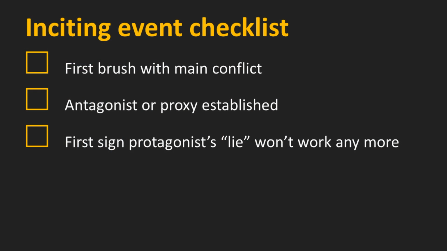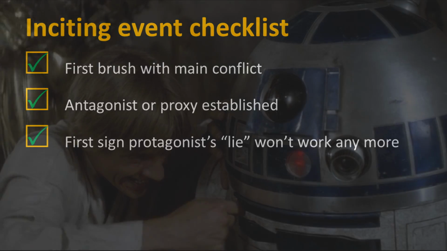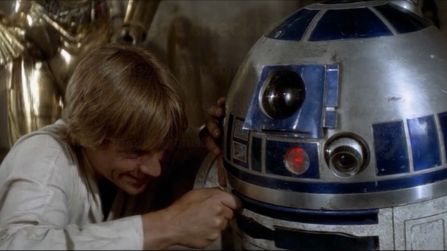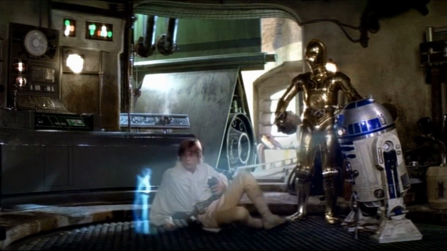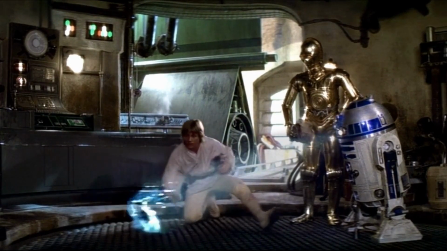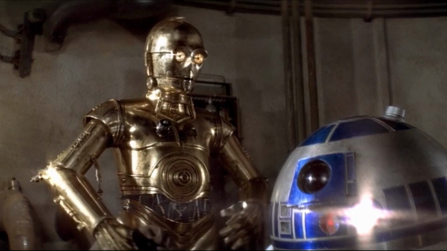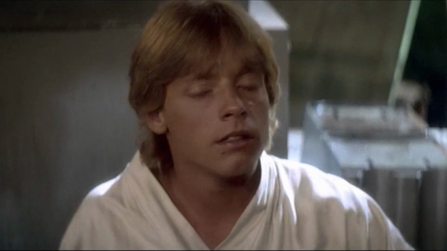The inciting event is the protagonist's first brush with the central conflict of the book, about 12% of the way in. In Star Wars, this is the moment Luke Skywalker sees a message from Princess Leia asking for help. Up until this point, he wasn't aware of the larger events he was about to be caught up in.